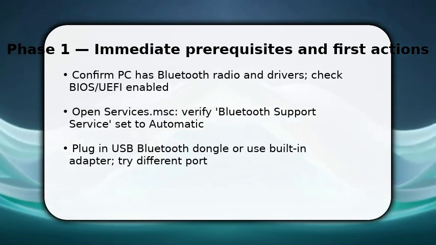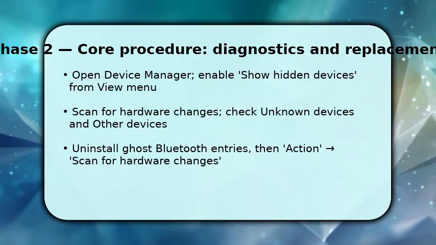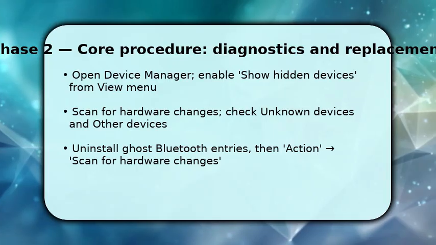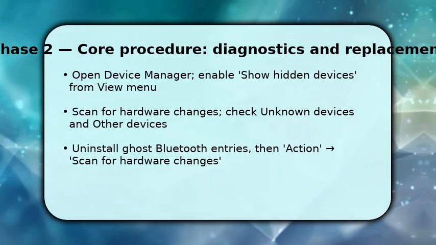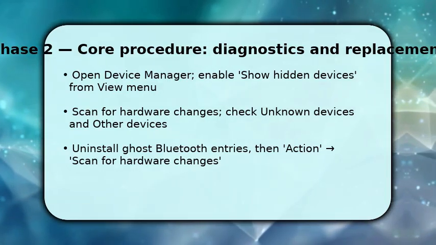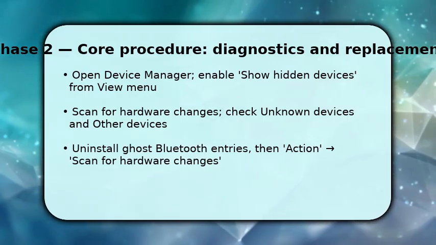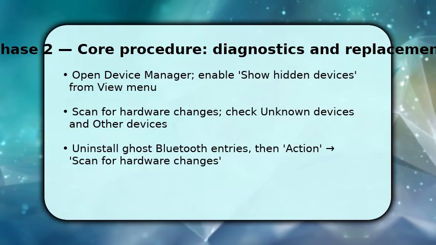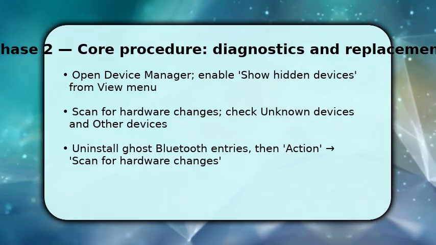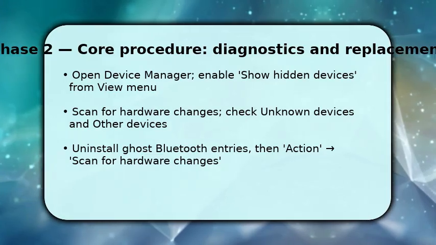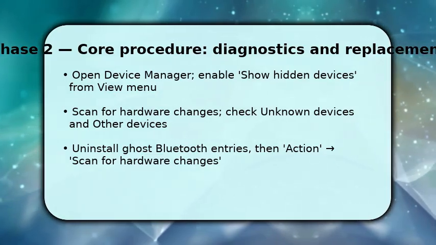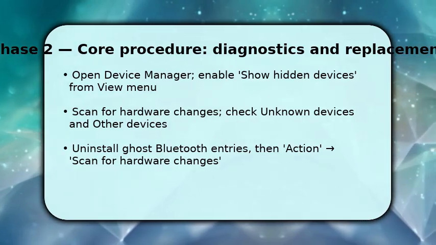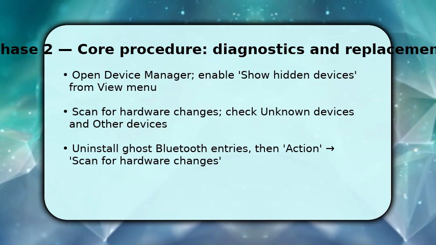Device Manager. Next, focus on discovery and drivers. Open Device Manager and select View > Show Hidden Devices so Windows lists non-present items. That reveals ghost Bluetooth entries. Use Action > Scan for hardware changes to force re-enumeration. If you see unknown devices or Bluetooth entries with warning icons, right-click and uninstall them. Then scan again. This clears corrupt device instances so Windows can redetect proper drivers. Make sure you have admin rights for these operations, otherwise changes won't persist.